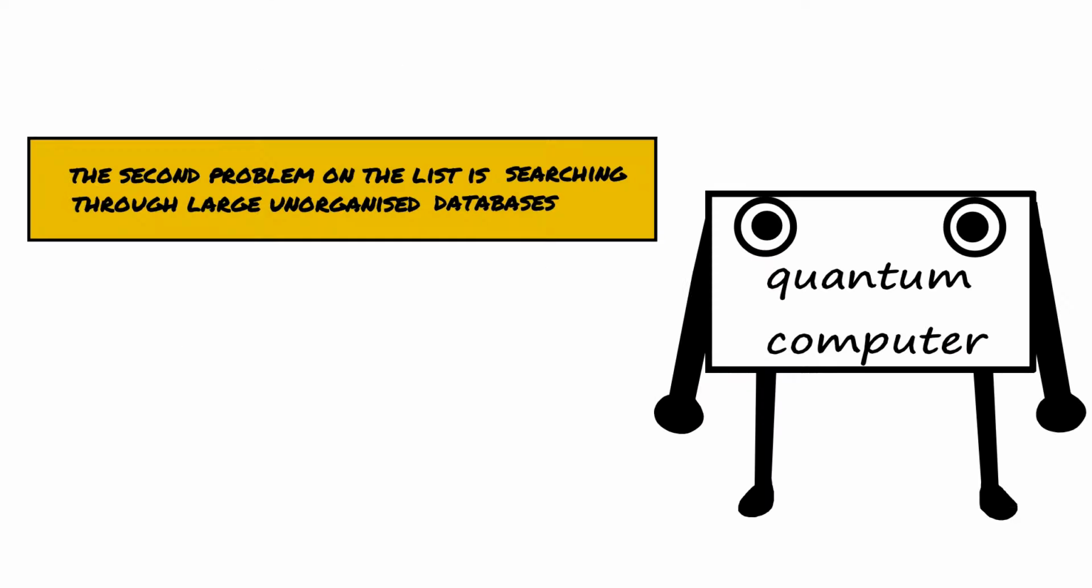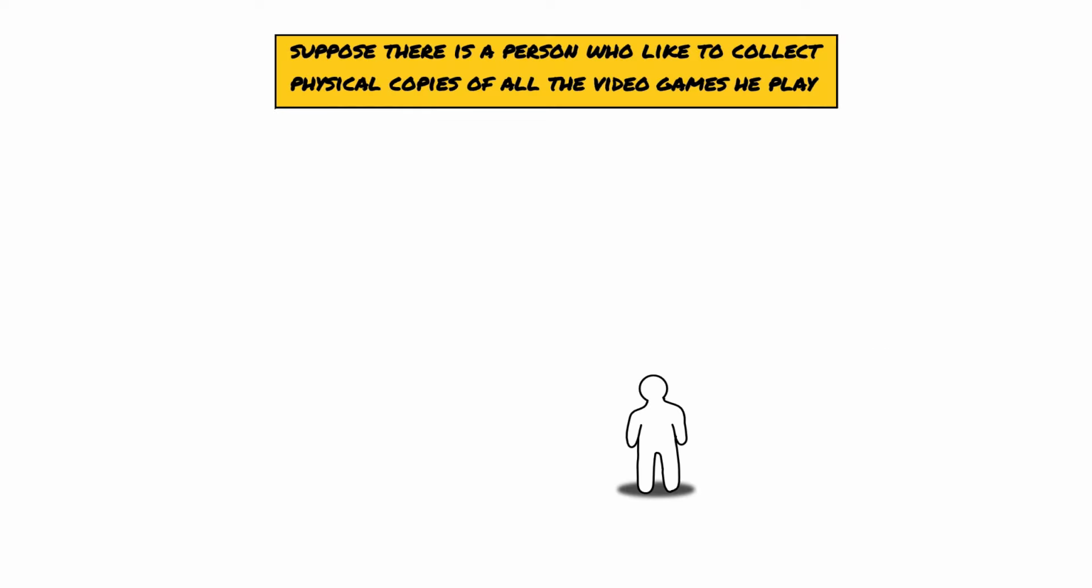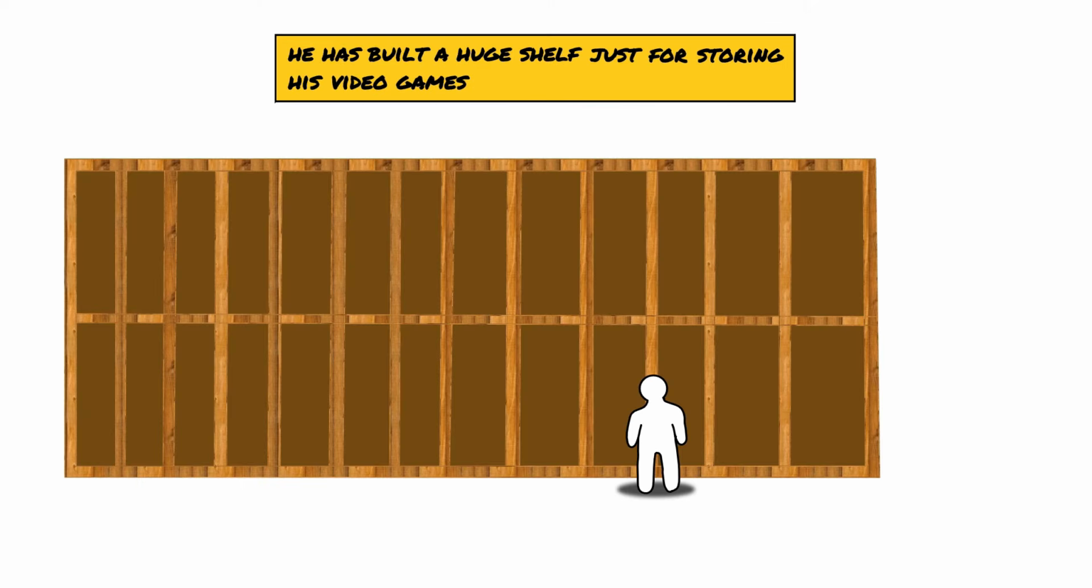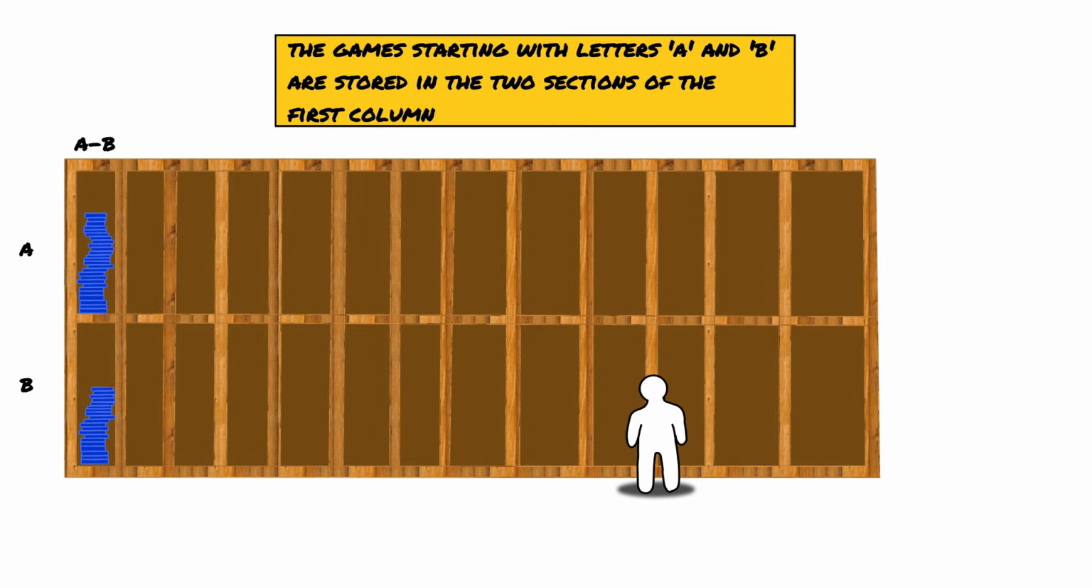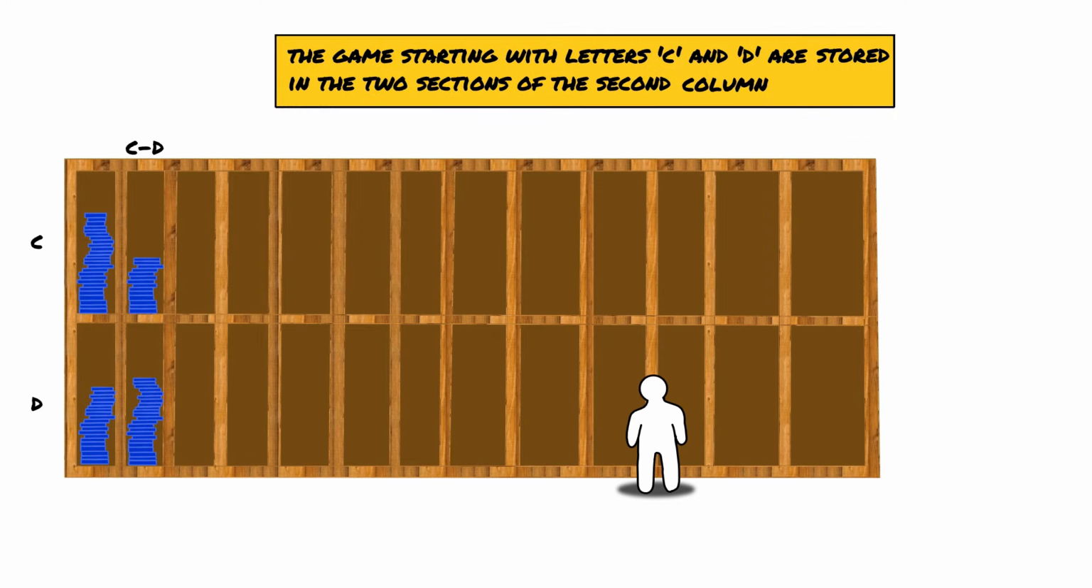The second problem on the list is searching through large and organized databases. Suppose there is a person who likes to collect physical copies of all the video games he plays. He has built a huge shelf just for storing his video games. The games starting with the letters A and B are stored in the 2 sections of the first column. The games starting with the letters C and D are stored in the 2 sections of the second column. The games starting with the letters E and F are stored in the 2 sections of the third column.